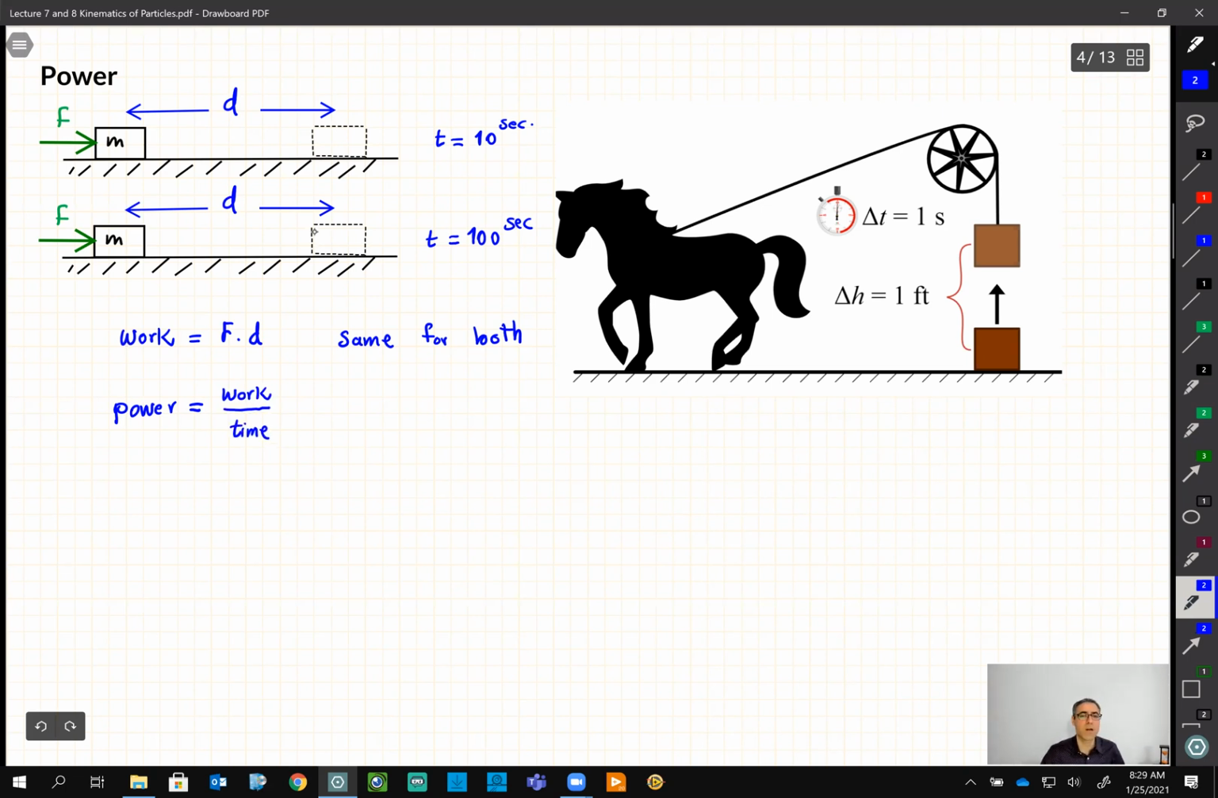Like in scenario number 1, if we divide the work by 10, we get a power. If we divide the force by 100, we get the amount of power 10 times less, which is obvious, right? The second scenario has less power. And it is important when you go buy a car, so always you need to ask, what is the horsepower on this car?